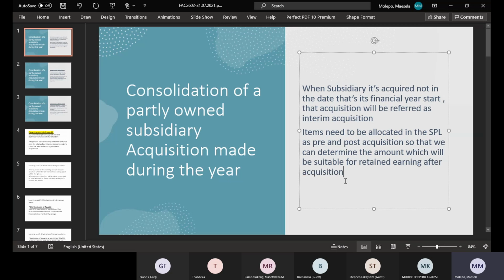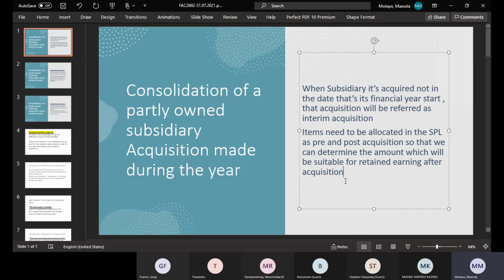So when the acquisition is made during the current year, we need to apportion: we need to have the portion before the acquisition and the portion after acquisition, because the one before the acquisition is the one to be used for the acquisition purposes, which will go to our column in our analysis of shareholders at acquisition. It will be used therefore at acquisition. And then the one post the acquisition is the one which will be treated in the group.